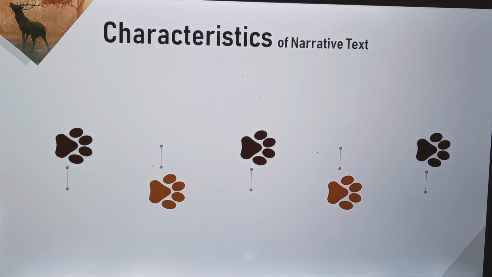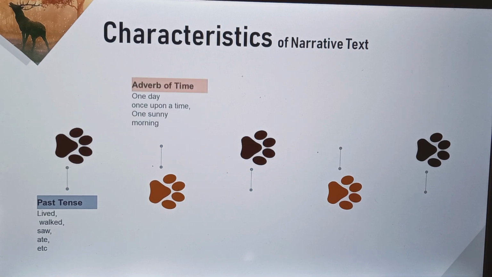Here are the characteristics of the narrative text. The first one, narrative text uses past tense, menggunakan kata kerja kedua. And then adverb of time. Jadi ya jelas harus ada keterangan waktunya, like one day, once upon a time, sunny morning, dan lain sebagainya.